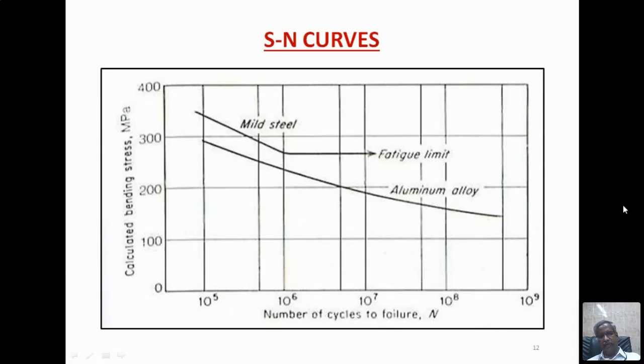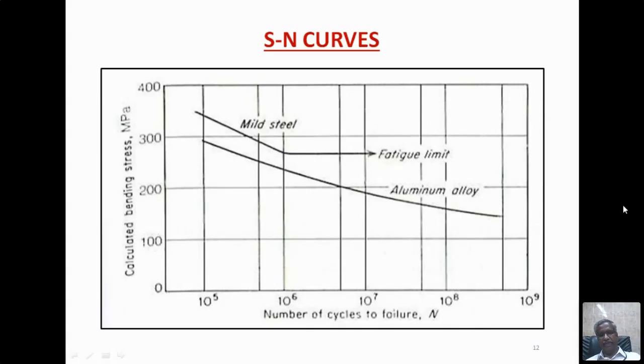So 350 on the y-axis, you just refer to the mild steel curve, and 350 is the stress which is acting on this specimen. For 350, the specimen failed at 1 lakh cycles, after running 1 lakh cycles. Okay, for the same mild steel, I am now reducing the stress to 300 megapascal.